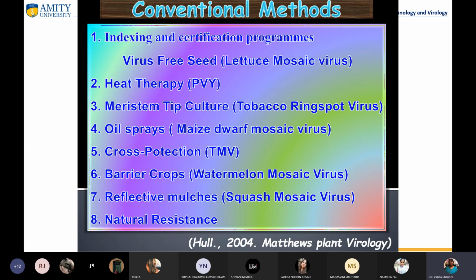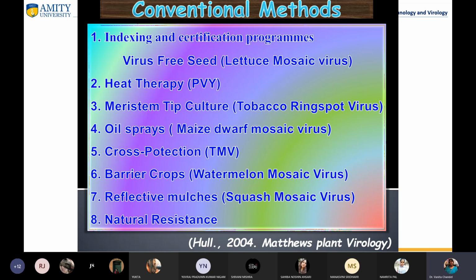Heat therapy is done against potato virus. Why? Sometimes heat treatment of the seeds or the tubers of the potato can be done to inhibit the virus infection. Meristem tip culture is again a plant tissue culture technology by which we can develop virus-free plants.